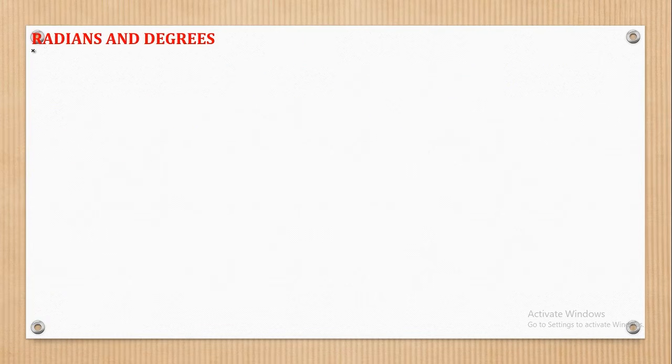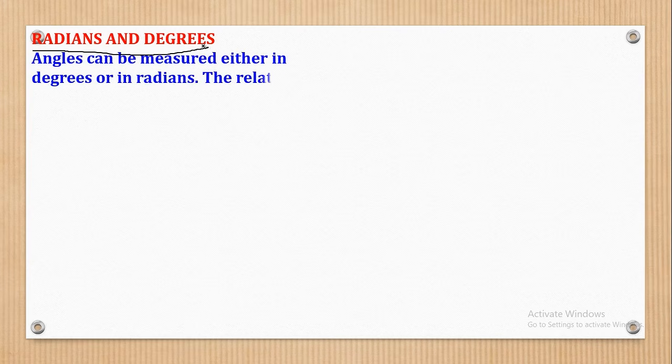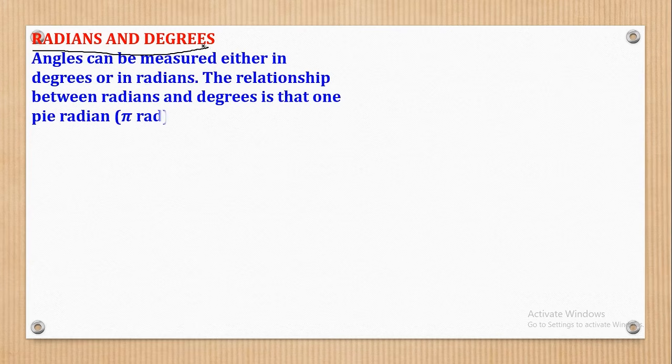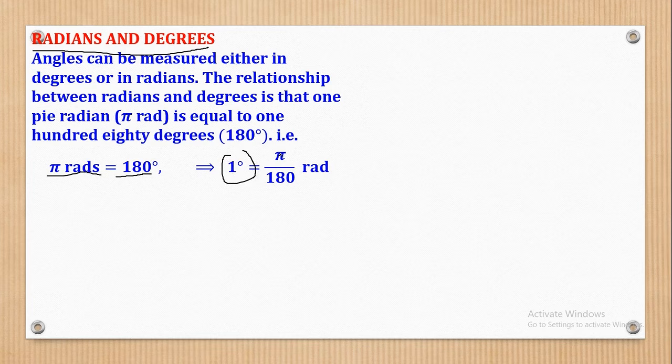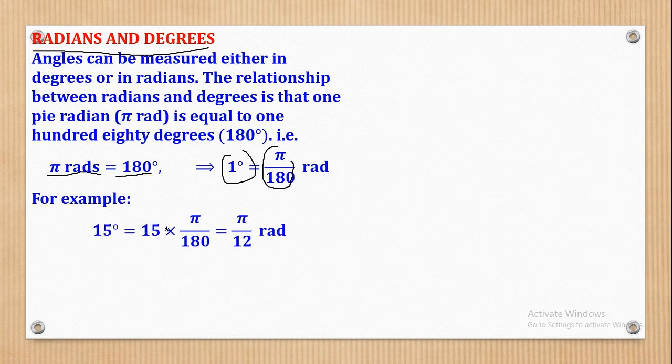Next we need to know is radians and degrees. So the angle can be measured in either degrees or radians. Sometimes they can give you an angle in degrees, and they tell you to convert it to radians, or they give you an angle in radians and tell you to convert it to degrees. So if you are taught to do that, you must remember that pi rad is equal to 180 degrees. That means that 1 degree is equal to pi over 180 rad. Therefore, if you are given an angle in degrees, you can convert it to radians by multiplying by pi over 180, just like it is here.